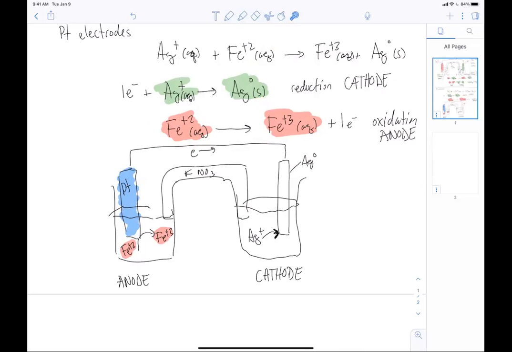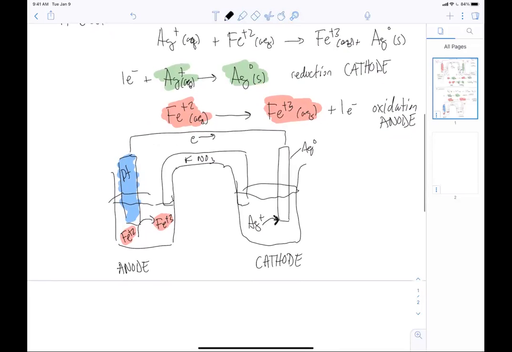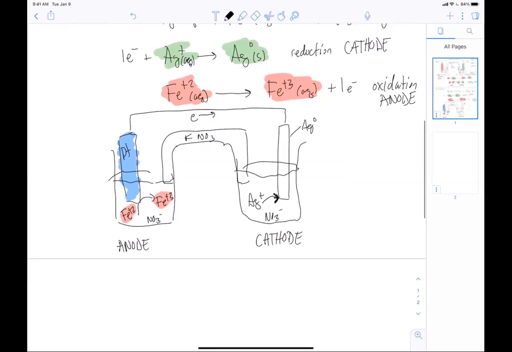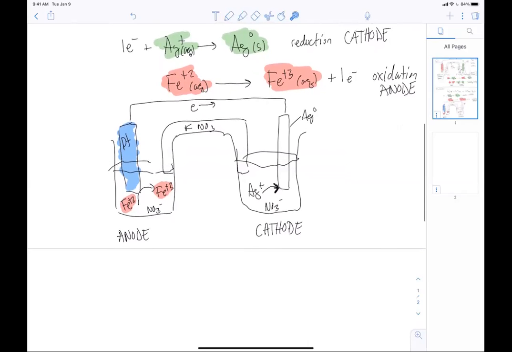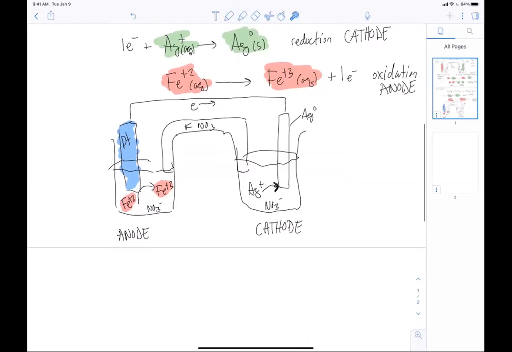How do we get iron in solution as a reactant? It's always a salt. So you would dissolve in something like iron nitrate, so you'd also have nitrate in here. Silver, we'll put nitrate in there as well. It's always going to be a salt. You can never dissolve just a singular cation or anion. You always have to have some sort of spectator ion.